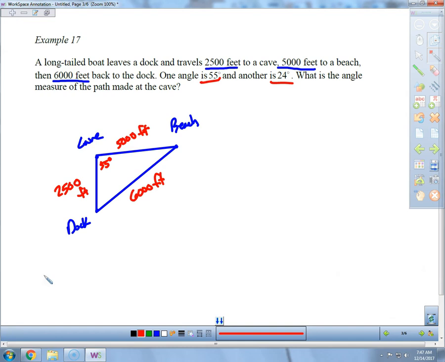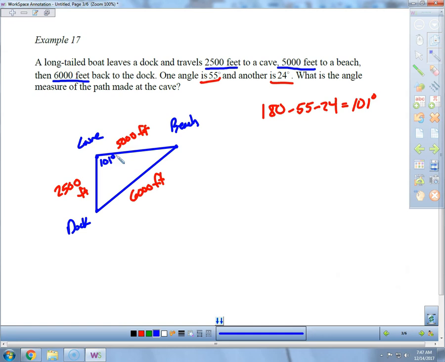Not quite. Okay. We're missing a piece of information that's helpful to have here. What piece of information are we missing? We know all 3 side lengths. We only know 2 angle measures. Can we figure out what that last angle measure is? 180 minus 55 minus 24. Let's see here. That would be 79. 180 minus 79 is 101 degrees. So what angle is opposite the longest side? This angle right here of 101 degrees.